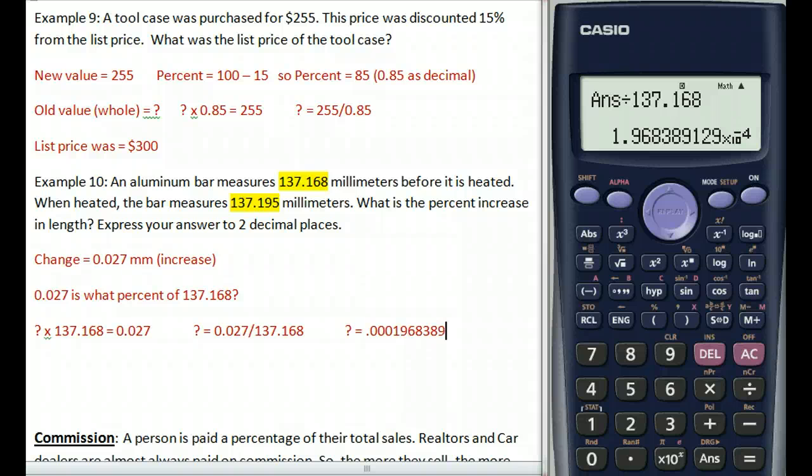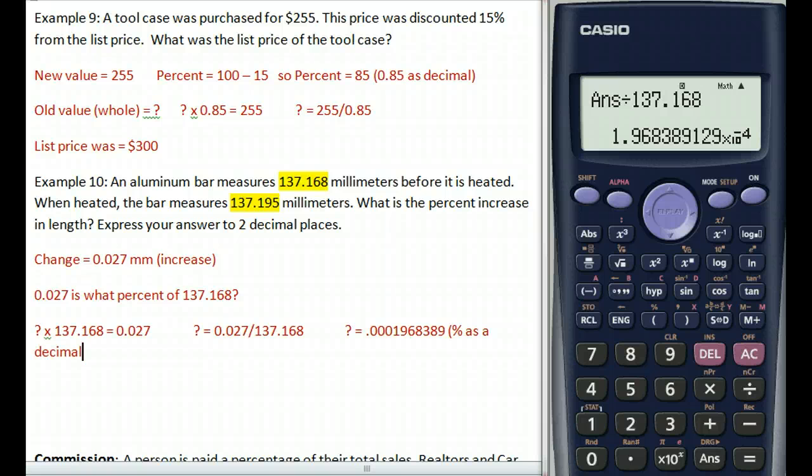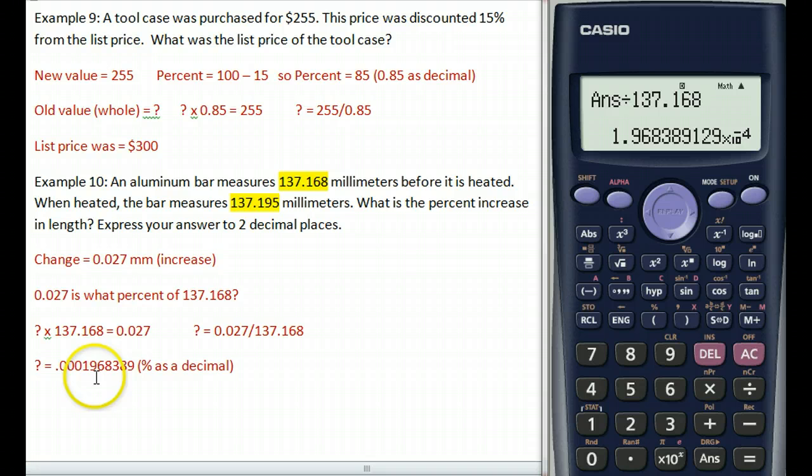Now this is the percent as a decimal. We have to convert it to a percent. Boy, that's confusing, isn't it? So this is my percent as a decimal. You have to keep track of what you're looking for. Percent is a decimal. So to make it into a percentage, now I need to move the decimal point 2 places to the right. So the percent as an actual percent is 2 places to the right.